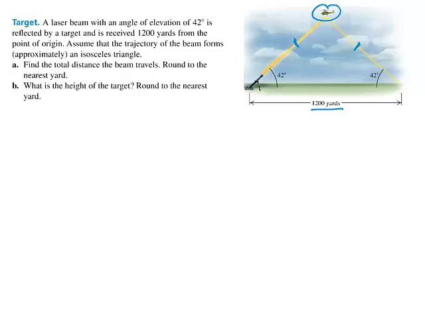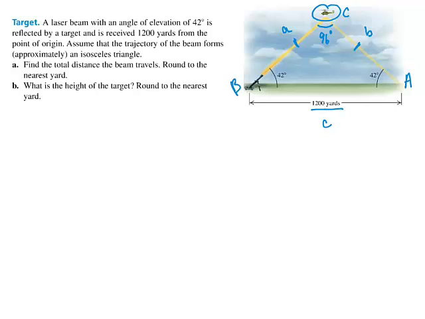Okay, so what we see here is we have a triangle. Because we have a triangle, all the angles add up to 180. So we know that this angle up here is 96 degrees. And what are we trying to find? Part A says find the total distance the beam travels. So let's label some of these things. So there's our sides. Because side A is over there, that means angle A is here, angle B, and angle C is up here. Alright, so we need to find side A and side B.